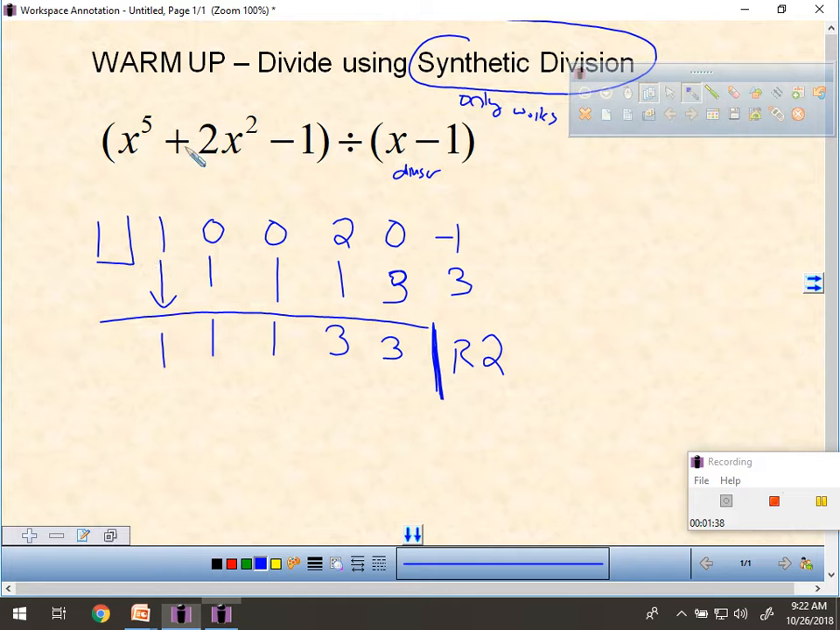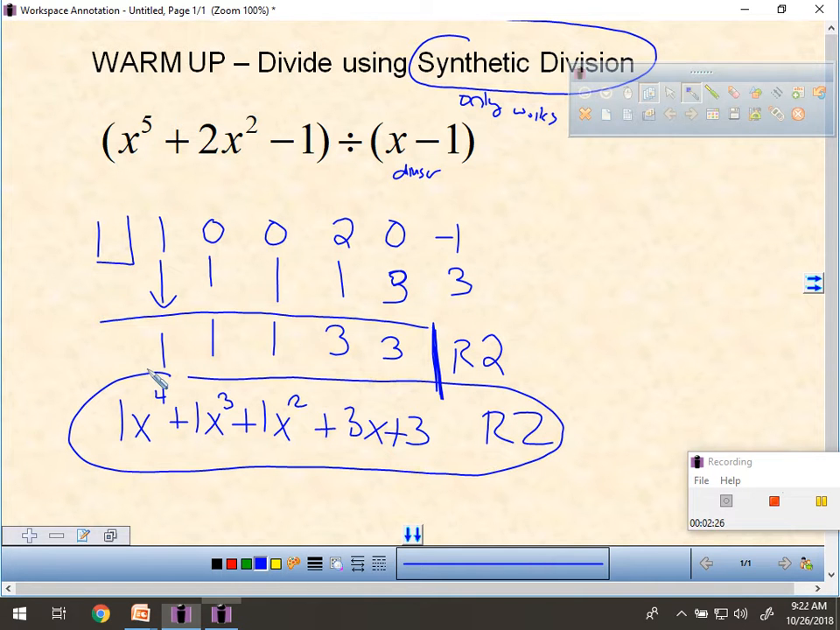So remember, whenever you do synthetic division, that's called a depressed polynomial. It's always 1 degree less. So since you start with a degree 5, 1 degree less would be a degree 4. So you'd have 1x to the 4th plus 1x cubed plus 1x squared plus 3x plus 3 with a remainder of 2. And that would be your answer. I'm going to pause the video.